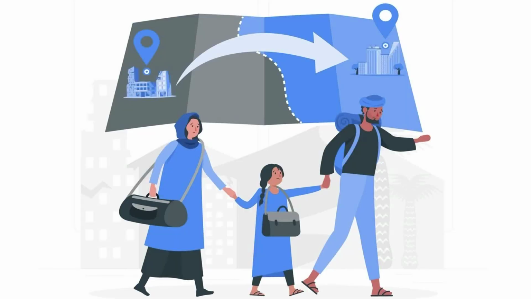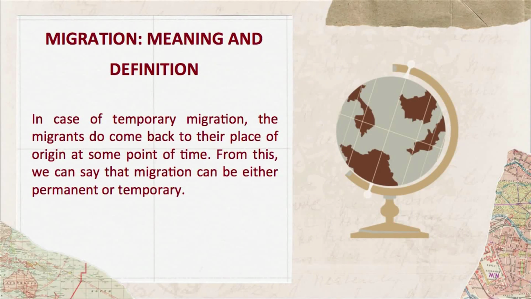Thus, from this definition, we can understand that migration implies mobility of a person from his place of birth to a new destination in which he settles, either permanently, which is called permanent migration, or temporarily. In case of temporary migration, the migrants do come back to their place of origin or original residence at some point of time. So from this we can say that migration can either be permanent or temporary.